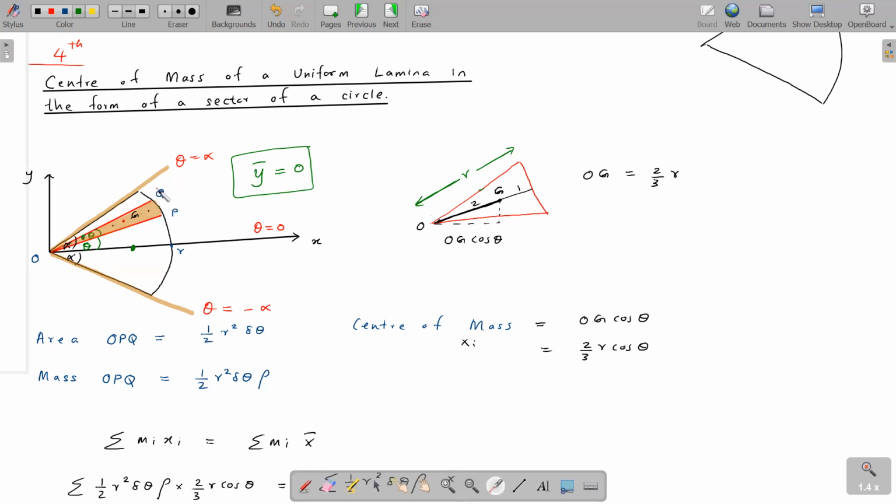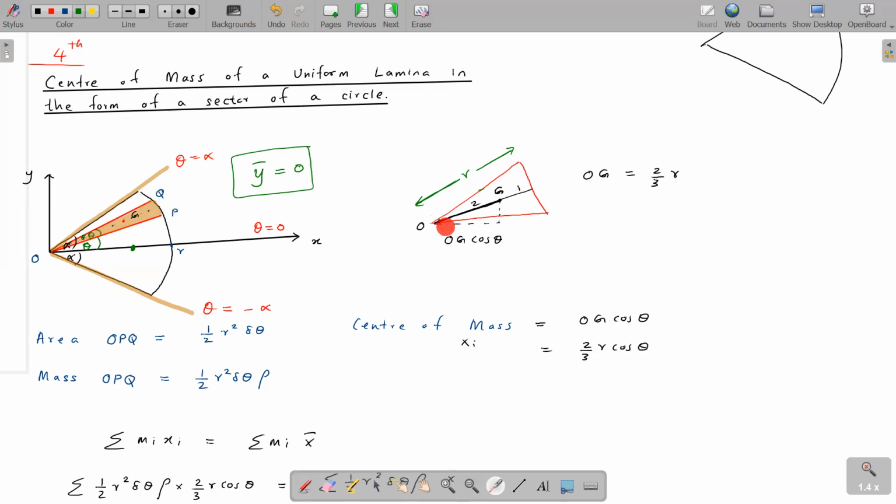This curved edge is actually being considered as a straight line because you take this angle to be really small. And when it's so small, the curved edge becomes a straight line. So that's the assumption we made in the previous part as well, right? The rectangles, the curved edge was taken as a straight line. That's exactly what's happening here. When delta theta is really small, the curved edge becomes a straight line.